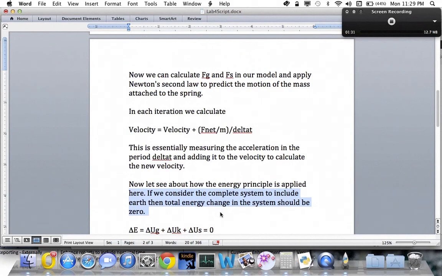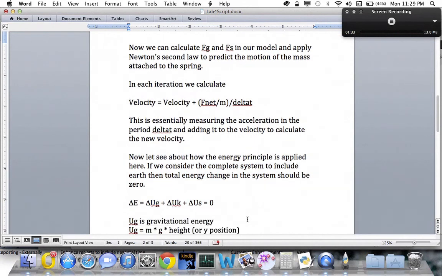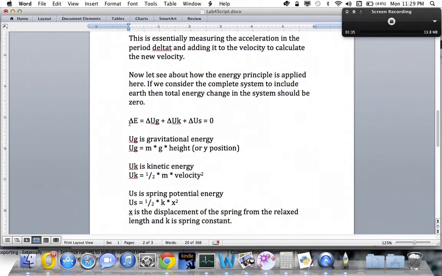If we consider the complete system to include Earth, then the total energy change in the system should be zero. Delta E is equal to delta Ug plus delta Uk plus delta Us, and that equals 0.